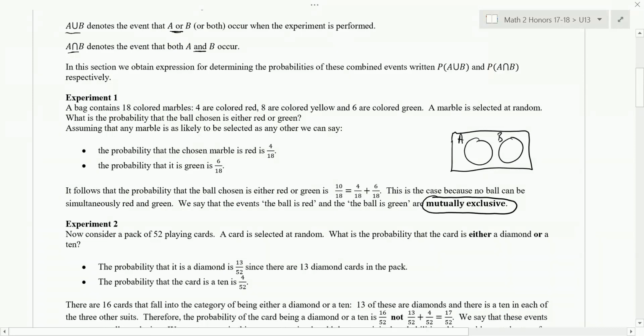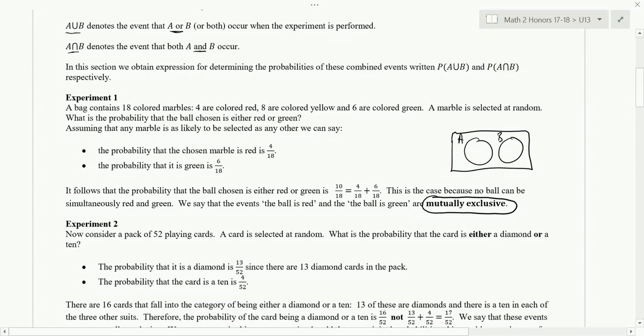But here's a card example. Consider a pack of 52 playing cards. A card is selected at random. What's the probability the card is either a diamond or a 10? Okay, so the probability that it's a diamond is 13 out of 52 since there are 13 diamonds in the pack. Good with that? The probability that the card is a 10 is 4 out of 52 because there are 4 tens in the pack. But if I want the probability of one or the other, am I going to add these like I did in the last problem? No, I'm not, because it's a different kind of thing.